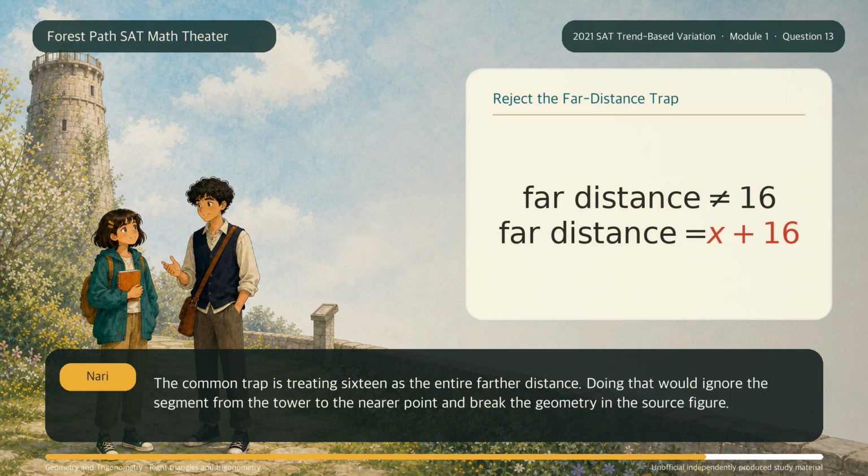The common trap is treating 16 as the entire farther distance. Doing that would ignore the segment from the tower to the nearer point and break the geometry in the source figure.